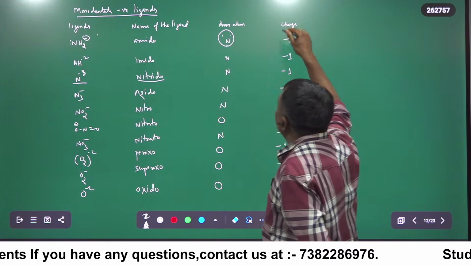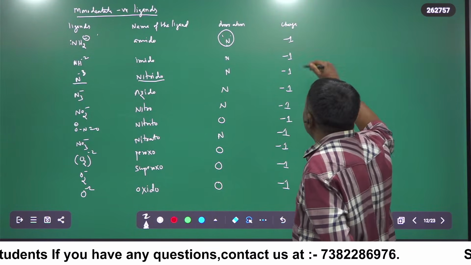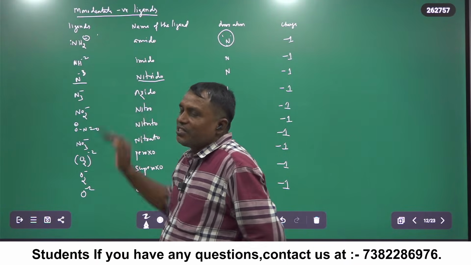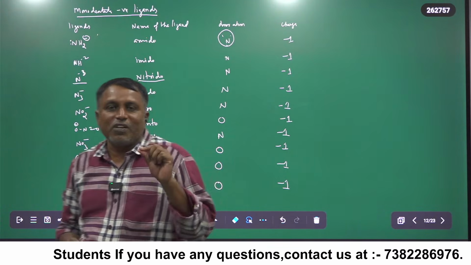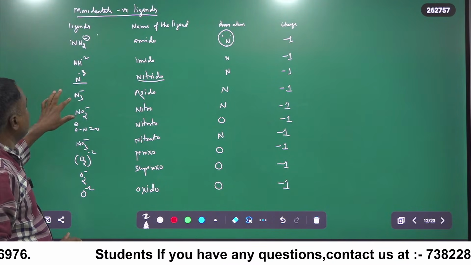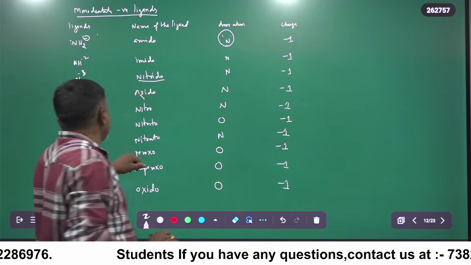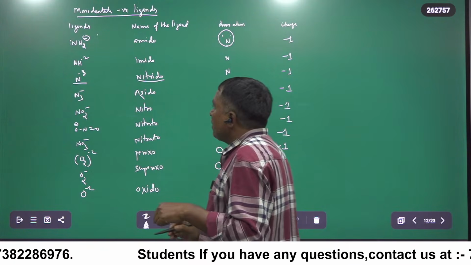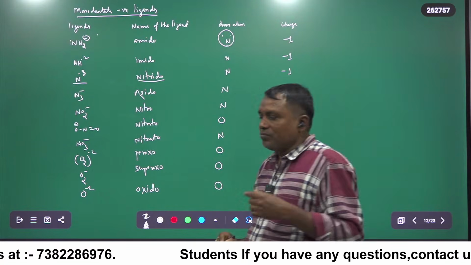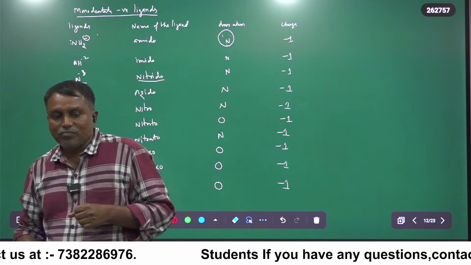Okay, sir. So these are the negative ligands only. So charge is what now? Minus 3 only. So on nitrogen we have the minus 3 charge, but with 1 minus 1 only it is donating. Okay, sir. Thank you, sir. For example, OH minus. Okay. Okay, sir.